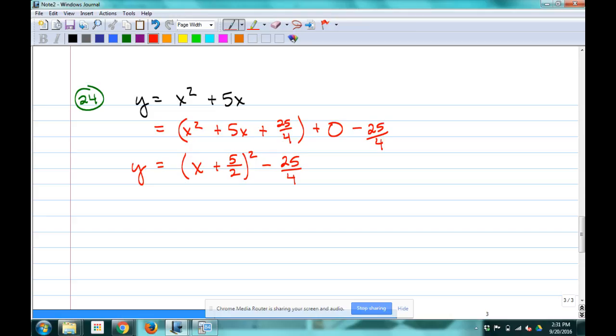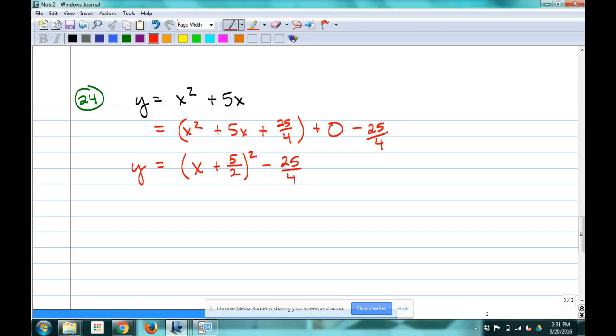So that's why the 25/4 disappears. This 25/4 here is hidden inside of this, because what we're doing is factoring this trinomial into a perfect square trinomial. That's what we're turning that into.